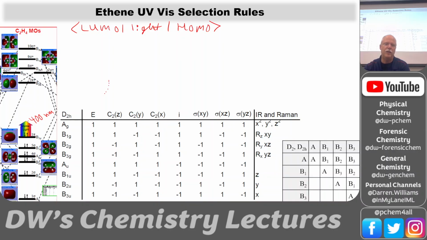Okay, but still, let's prove. Let's see what this HOMO-LUMO transition would be, if it's allowed. So the highest occupied molecular orbital, I know it's really tiny type, you have to trust me, it's B1U. Okay, so that's that one. And then the lowest unoccupied molecular orbital is B2G.